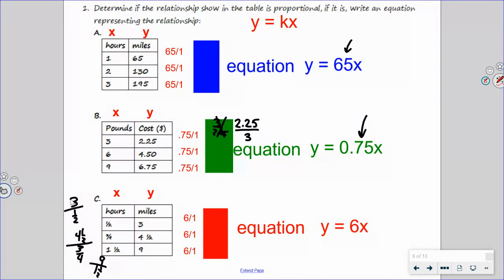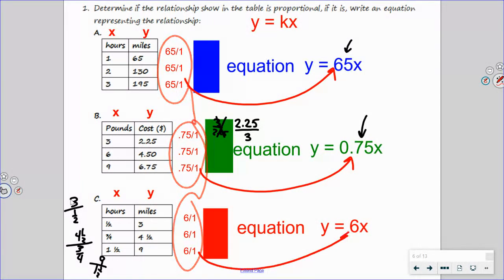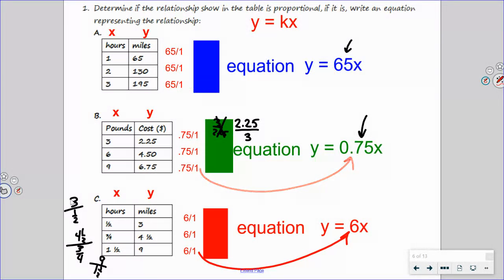Well, we try to identify first if the ratios are the same. Then if the ratios are the same, we can substitute that number in as the coefficient of the x value to find the equation that describes the same relationship. Y equals 65 miles for every x hour, y equals 75 cents for every x pound, and y equals 6 times every x hours.